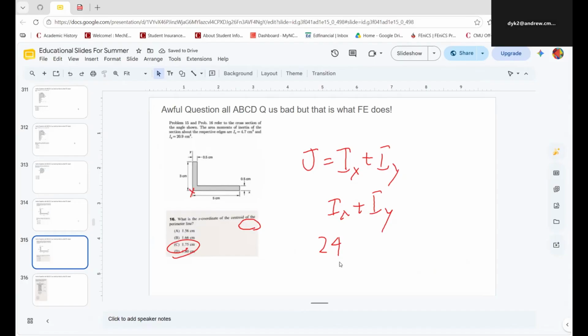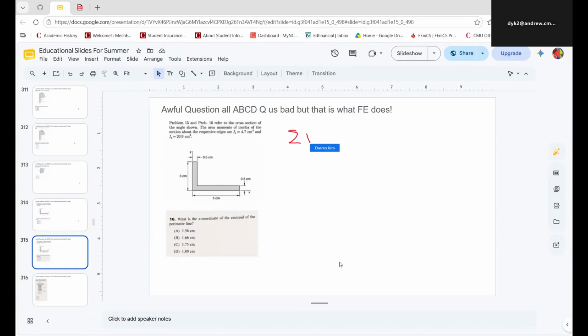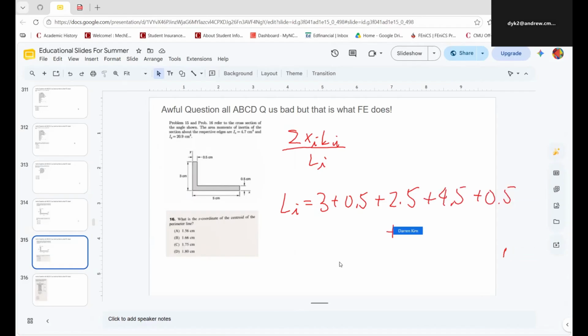Over here, what is the x-coordinate of the centroid? Okay, so this is basically asking for the x coordinate. So it's the summation of xi Li divided by the summation of Li. Li equals 3 plus 0.5 plus, 3 minus 0.5 is about 2.5, 5 minus 0.5 is 4.5, and then plus 0.5 plus 5. Yeah, that's right.